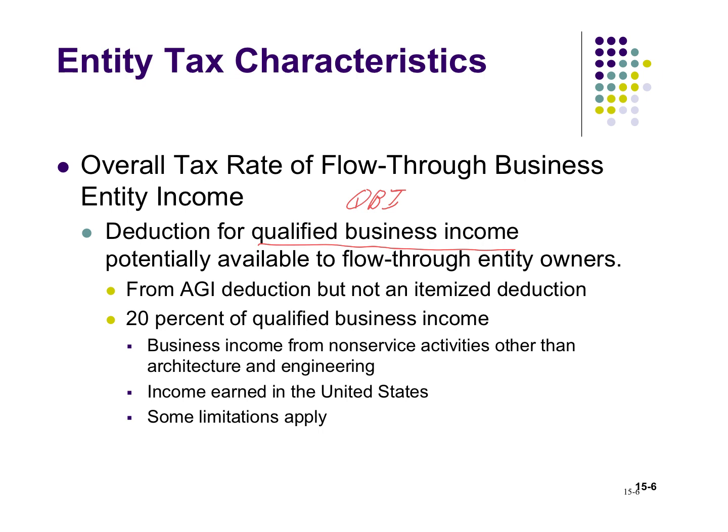And so they created this qualified business income deduction, okay? And it's potentially available to flow through entity owners. The reason there's "potentially" in there is because there are some income phase outs that we are not concerned about at this particular moment, okay? It is a from AGI deduction, but it's not an itemized deduction. That phrase may not mean much to you now, but it will later on in this course, all right?